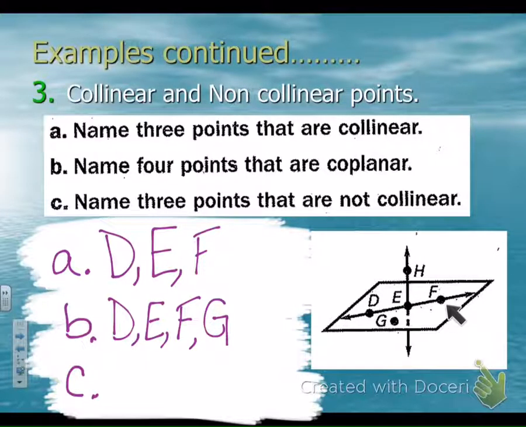So we've got several options here. You could choose like G, E, and H. That would be a possibility. Those 3 points are not all on the same line. It is not the only possible answer on that one, but it works.